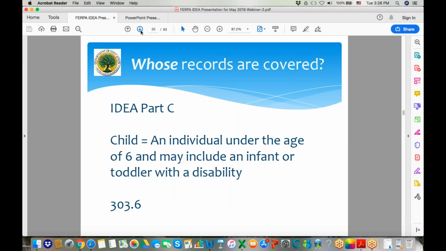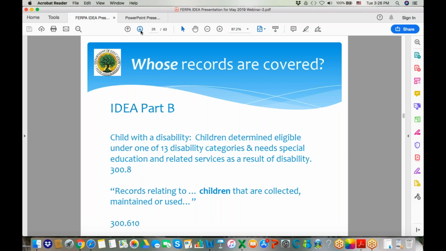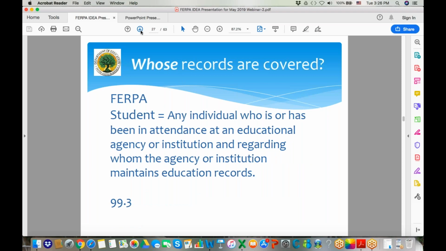So under IDEA Part C, the definition is fairly broad. It's any individual under the age of 6, because states do have the option of serving children and offering parents the option of providing services through age 5. Next slide, please. And under IDEA Part B, it includes all children with disabilities, as well as records related to children who are referred to the program, as I mentioned earlier, and who aren't determined eligible. Next slide, please.